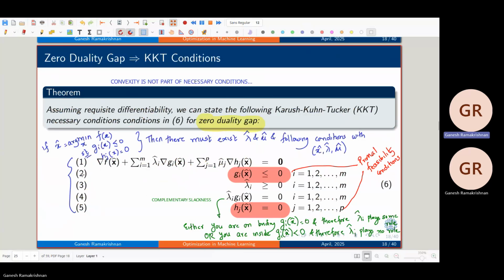If x hat is the argument of all of this, then there must exist lambda hat and mu hat and the following conditions: the gradient of the Lagrange should go to 0 with respect to x's, complementary slackness should exist. So basically, primal and dual feasibility. That's all I'm saying.